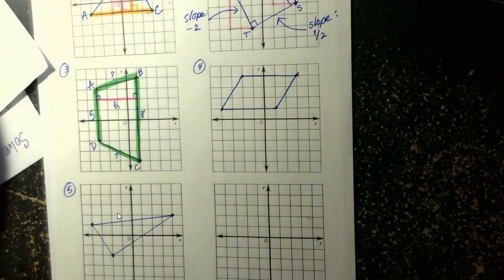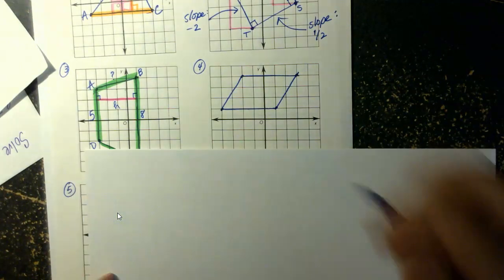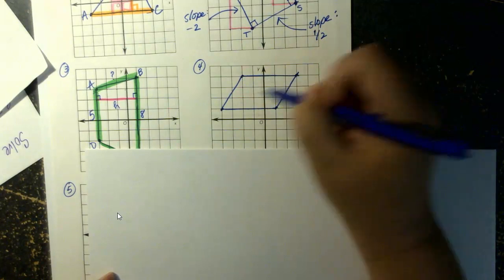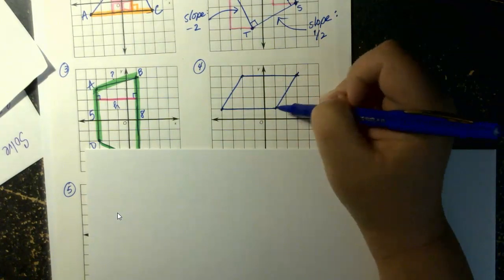All right, next up, we have what looks to be a parallelogram. I'm going to go ahead and just go with the fact that I can see that this is horizontal. I can see that this is horizontal.